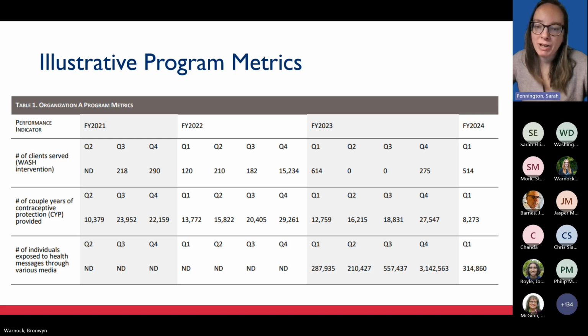The CYP, couple years of protection, indicator doesn't suggest an increase in clients over time. FY22 data were higher than 2021 and 2023 was higher than 2021, but lower than 2022. And finally, the number of people reached with health messages increased each quarter of 2023, but then dropped dramatically in Q1 of FY 2024. And there's no pre-intervention data to hint at the organization's previous performance in any of these indicators. And NPI started working with this organization in FY 2021.